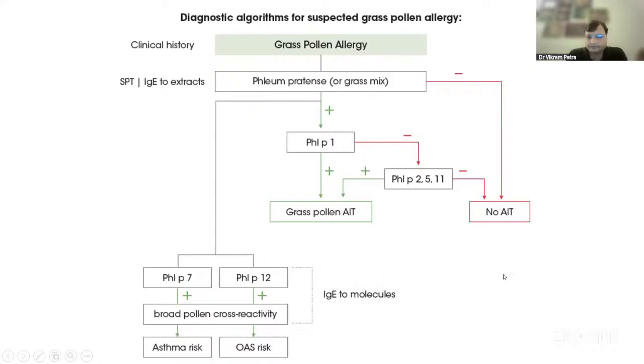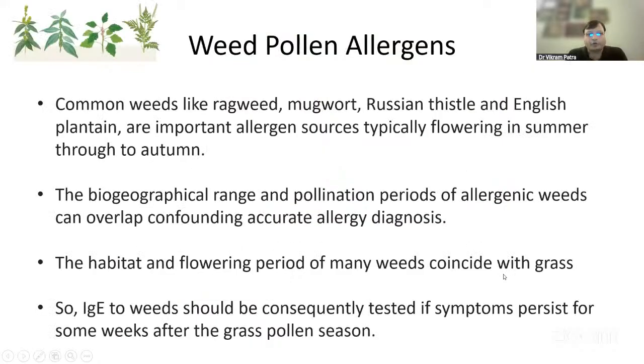Clear? So wheat pollens, common weeds what we get in our country: ragweed, that is Ambrosia; mugwort, that is Artemisia; Russian thistle; and English plantain, they are not commonly present in our country. The biogeographical range and pollination periods of allergenic weeds can overlap, confounding accurate allergy diagnosis. So as I mentioned, Parthenium, Artemisia, and Amaranthus all pollinate in the same season. So how will you come to the conclusion?